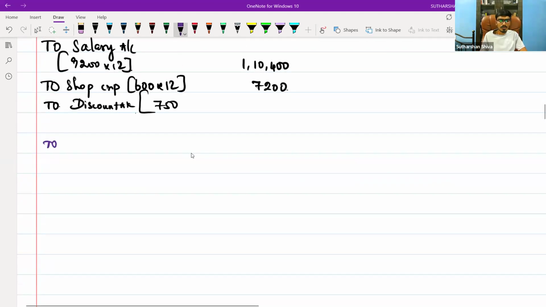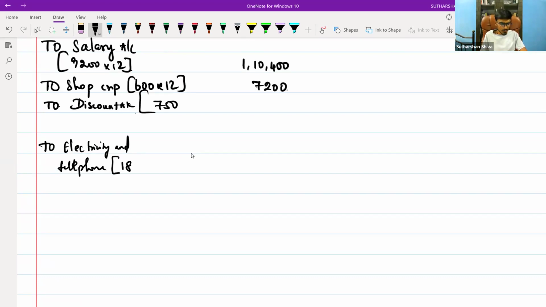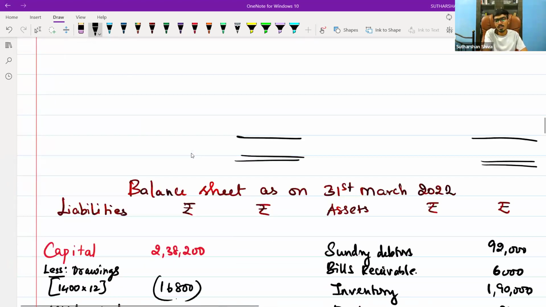Just a minute, to electricity and telephone. What is the amount over there? 18,700 is already paid. As per the accrual concept, I need to add 2,200 outstanding. What is my total? 2,900 is my total.